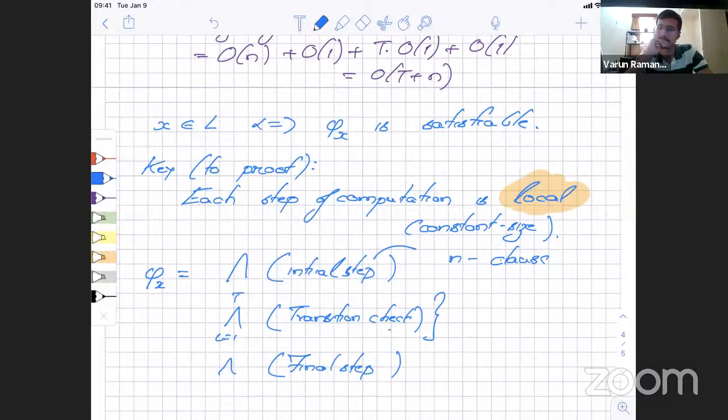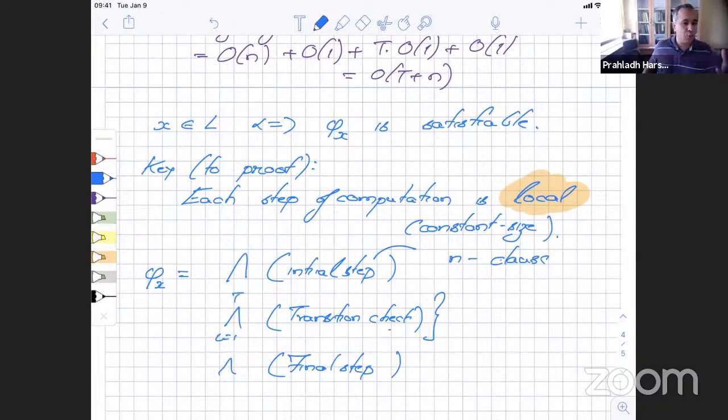Where is NP coming in here? NP comes in with the guessing of the U. The guessing of the U is what is making the problem. So it's not just a Turing machine, it's a non-deterministic Turing machine, because U is being guessed. The entire input is not given to you, only part of the input is given to you. That's why it's a non-deterministic Turing machine. But besides that, there's nothing about NP.